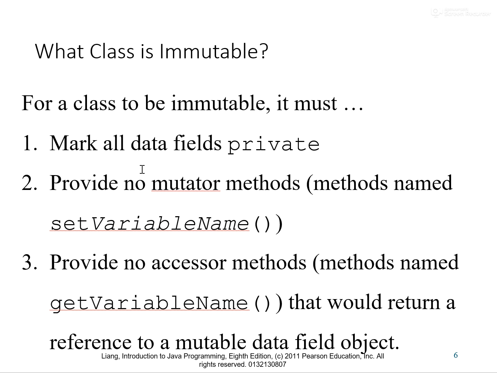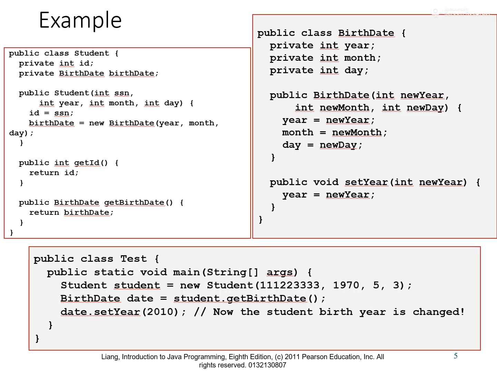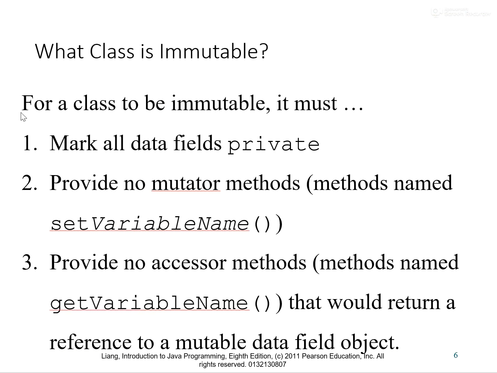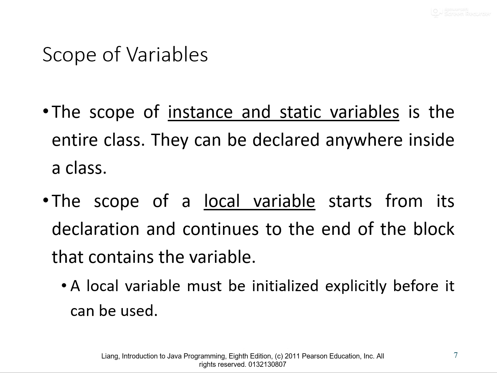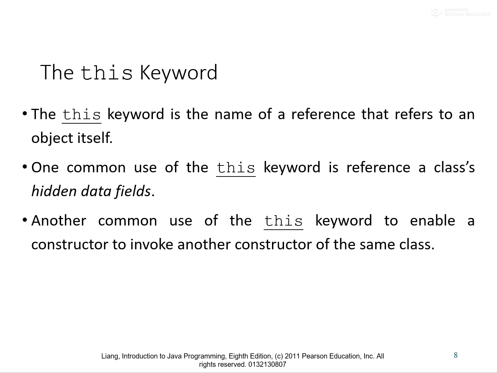But generally, an immutable class is made by keeping all data members private, providing no mutator methods, no set methods, only get methods. But the get methods have to be ones that do not return objects. Okay, I'm already giving you a hint for what's going on there.